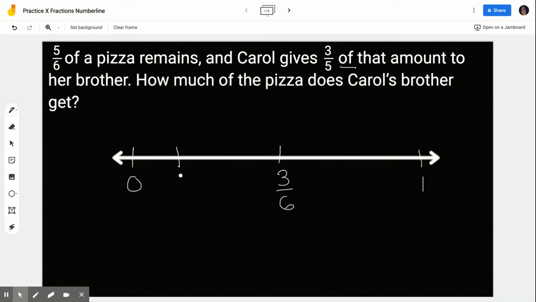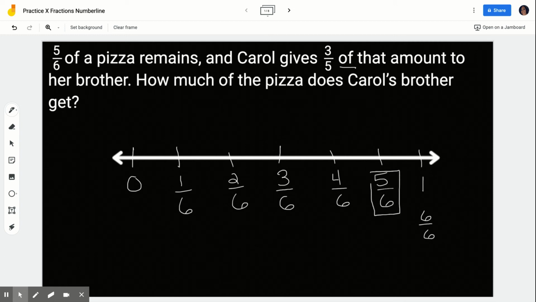So the first fraction on this number line would be 1 out of 6. And then we'd have 2 out of 6, 3 out of 6, 4 out of 6, and 5 out of 6. Of course, one whole pizza, just to put it down here, would be represented as 6 pieces out of 6 pieces. So we know that there's 5/6 of that pizza remaining. So not quite the whole pizza, 5 out of 6 pieces.